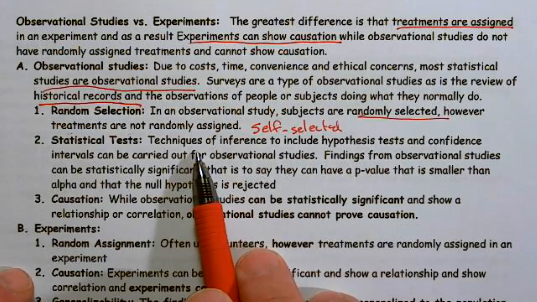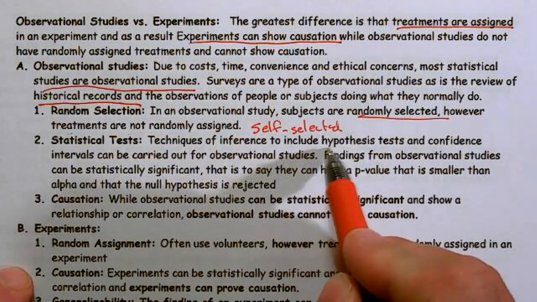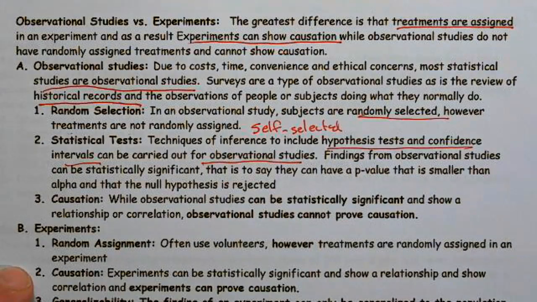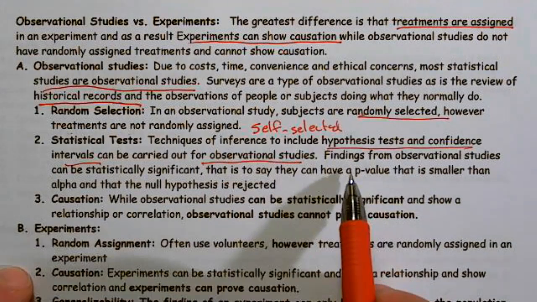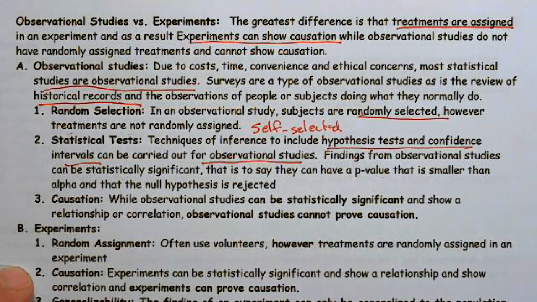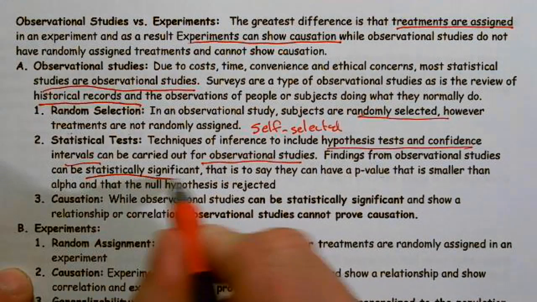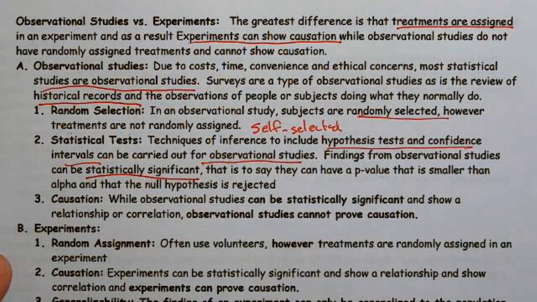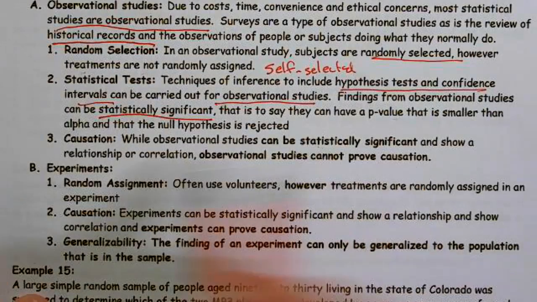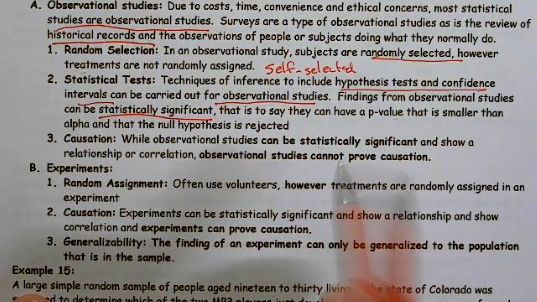So statistical tests. These are the tests that we were doing this third quarter. Techniques of inference, to include hypothesis tests and confidence intervals, can be carried out for observational studies. They also can be carried out for experiments. If we run a statistical test for an observational study, it can have a p-value that is smaller than alpha, and the null hypothesis is rejected. So observational studies can be statistically significant. However, they cannot prove causation. Experiments can be statistically significant and they can prove causation. So once again, while observational studies can be statistically significant and show a relationship, observational studies cannot prove causation.